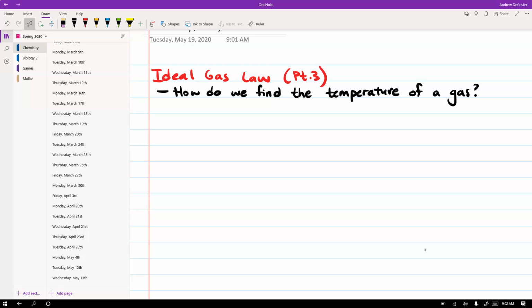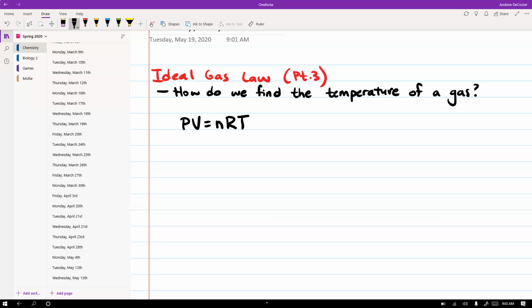Okay, so this is the basic formula, right? PV equals nRT, and we're trying to find T. So take a second, pause the video. How could you rearrange this equation to get T by itself? All right? Okay, so here's how you do it. This is easy for some people, but it's harder for others. It all depends on how good you are at algebra. When I was in high school, I wasn't very good at algebra either, but I'm going to show you how to do it right now.